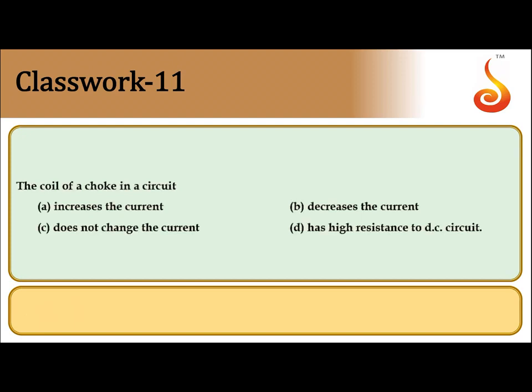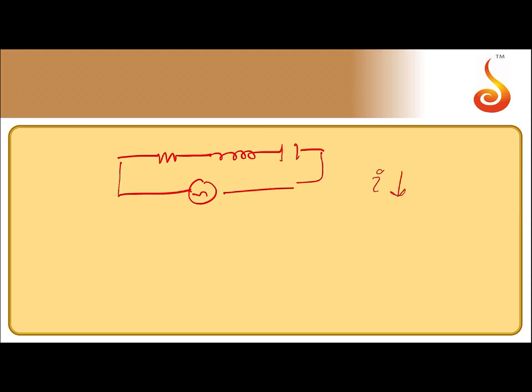Example 11. The coil of a choke in a circuit increases the current, decreases the current, does not change the current, has high resistance to DC circuit. The whole purpose of using the choke is to decrease the current. Suppose I consider an AC circuit which contains, say, an inductor, capacitor, resistor, etc. And let's assume that we want to decrease the current.